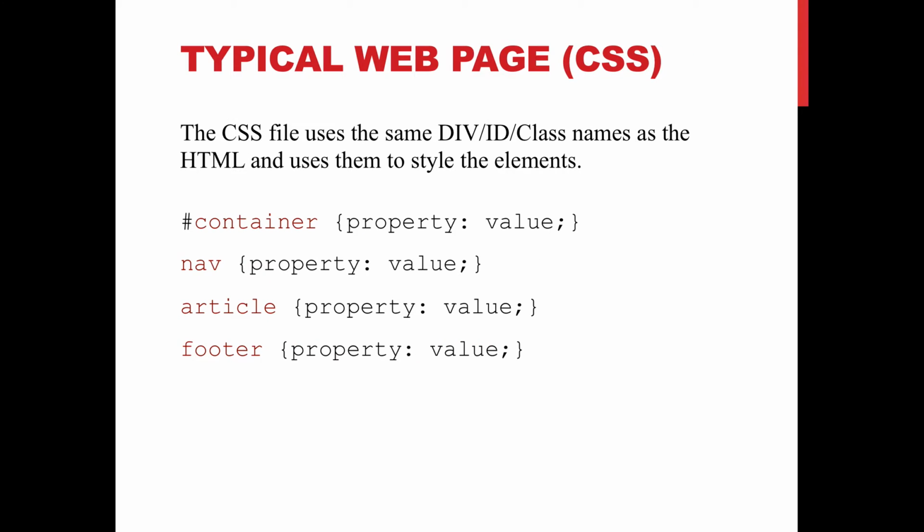Okay. The CSS for this might look something like this, where each of these classes is going to have some kind of call on it. The nav is going to have a property and a value, the article is going to have a property and value, and the footer is going to have a property and a value. Same as the container up here, this hashtag container, it's also going to have a value, okay?